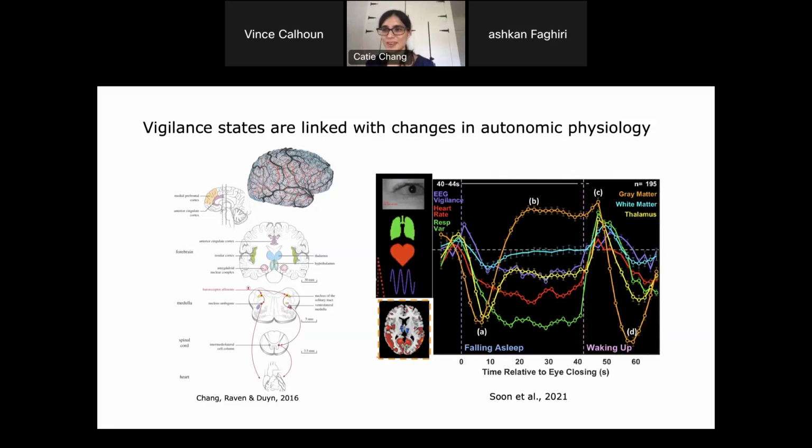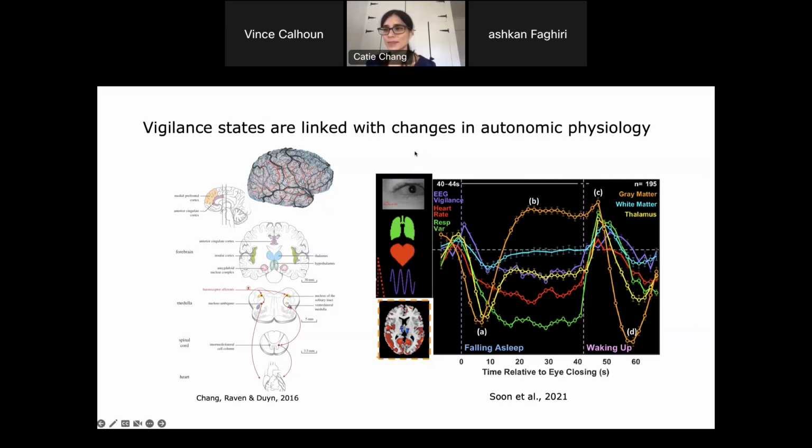And here what they found was that if you look at signals that happen around microsleeps, or brief periods of falling asleep, you see reliable changes in respiration and cardiac responses that come together with thalamocortical BOLD responses. And you see that, both at the sleep onset as well as waking up, there are these changes in both the physiology as well as the neural signals.